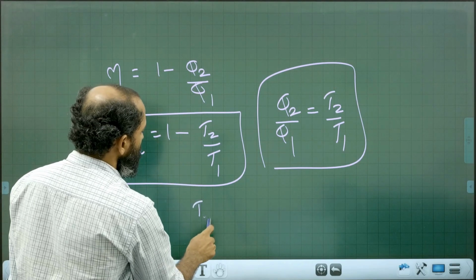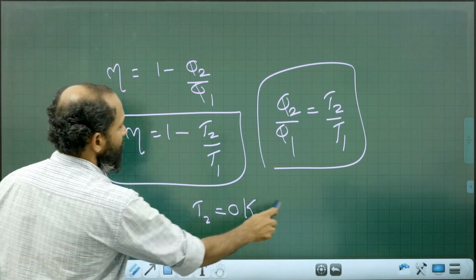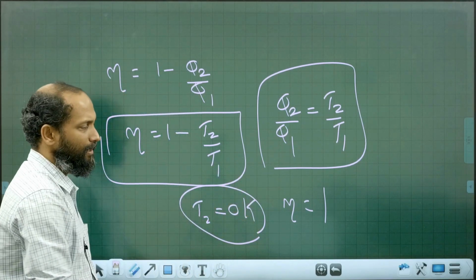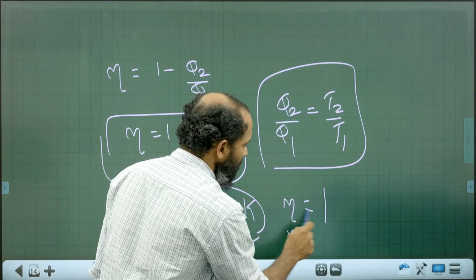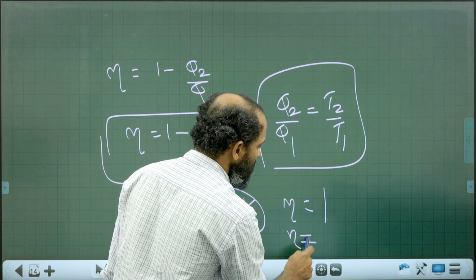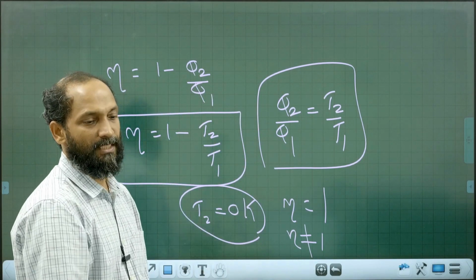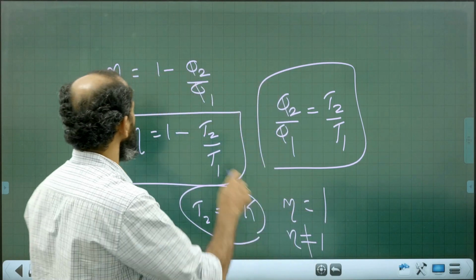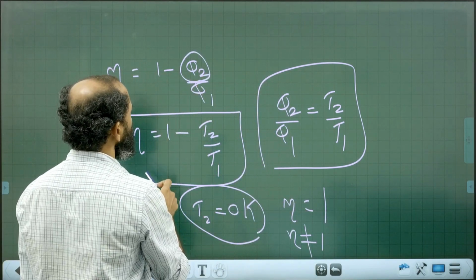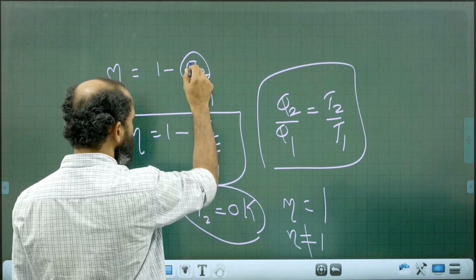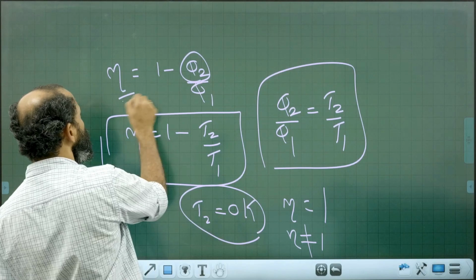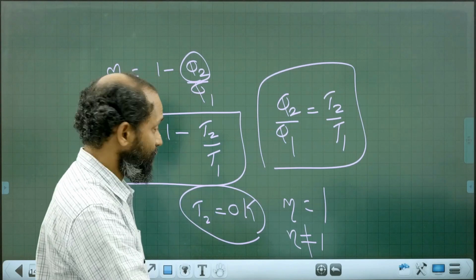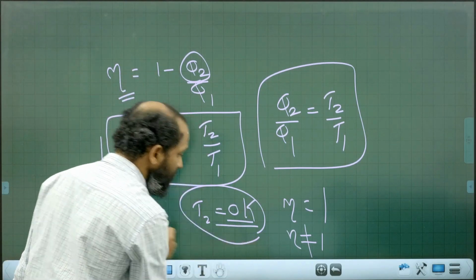If T2 is equal to 0 Kelvin, efficiency becomes 1. That is never possible because 0 Kelvin temperature is unattainable. So the maximum efficiency cannot be achieved. So efficiency will be less than 1, so efficiency is less than 100%. But for a heat engine, this Q2 can be 0. But even when Q2 is 0, T2 cannot be 0. So maximum efficiency can be 100% as per theory. Theoretically also, 0 Kelvin is unattainable.